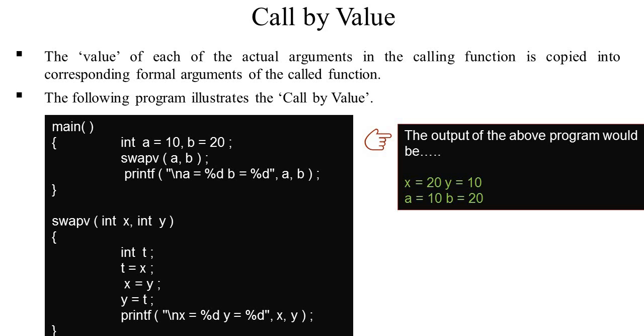So in call by value, just the value is copied from one variable to another. So the actual arguments remain as they are. Over here, our a and b are the actual arguments, and you can see there is no swapping performed between a and b. Now let's see what call by reference says.